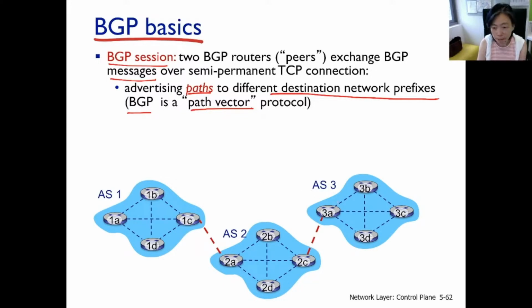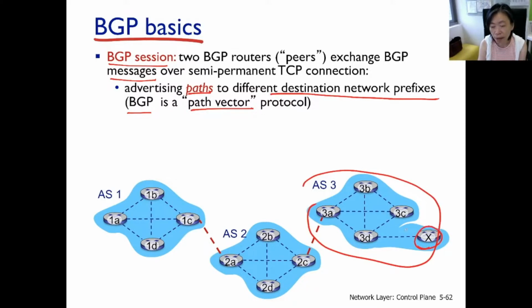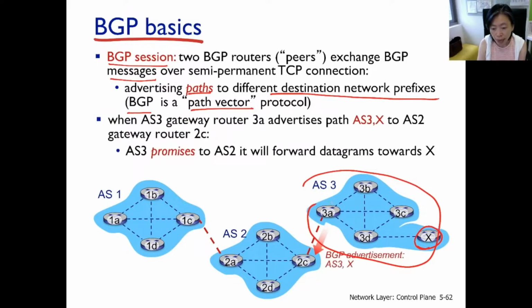And let me give you an example here. Let's say in AS3 there is a prefix X. This is the destination for packets coming from maybe AS1 or AS2. So AS3, which learns about this destination, will need to advertise it to outside of AS3. So 3A here will need to announce its existence, prepending its own AS number, AS3. So this will be the AS path being advertised. This will be the AS path being sent in the BGP message to the other end of the exterior BGP connection, to the other end of the BGP session.